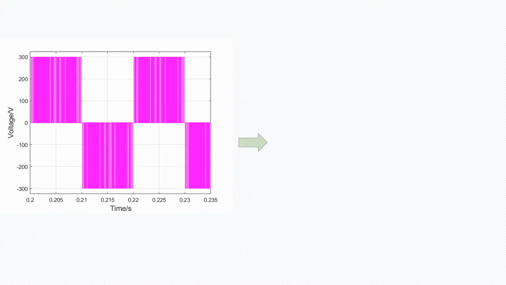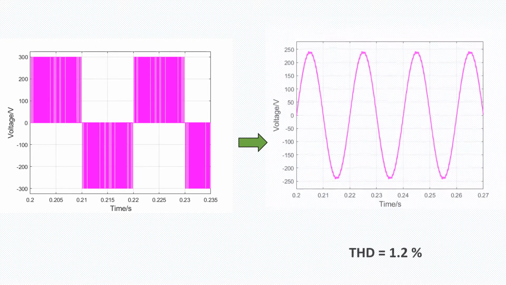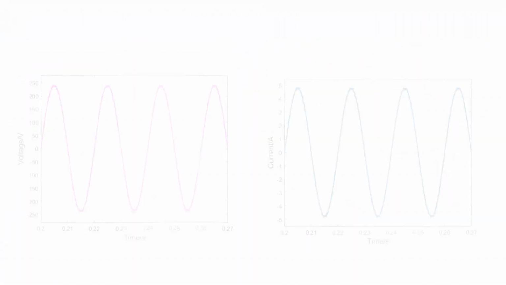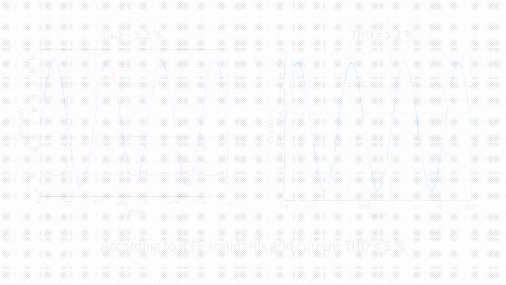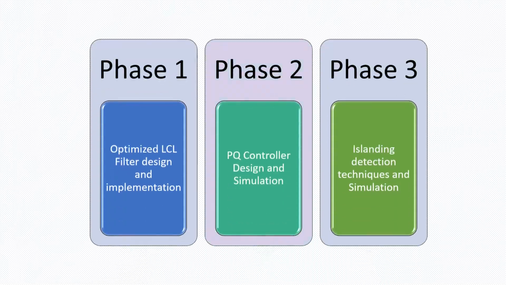Here you can see how the unfiltered waveform has changed after going through the filter. THD value is well under the standard limits. Similar waveforms were obtained for the current as well. Then, let's explore phase 2 of the project.